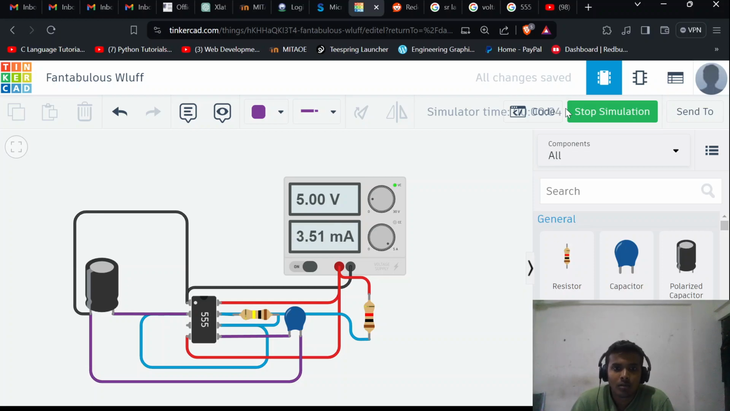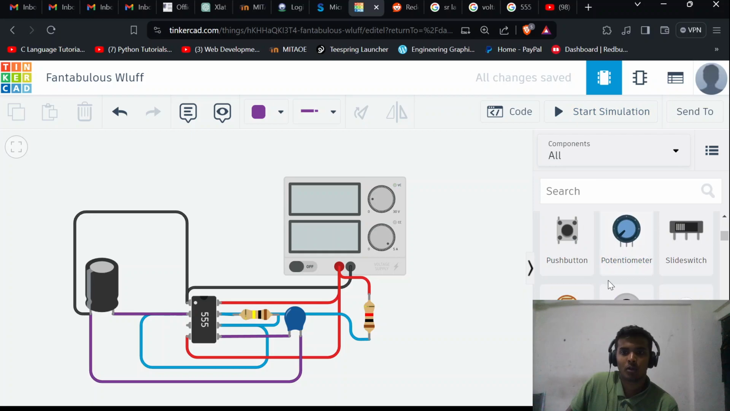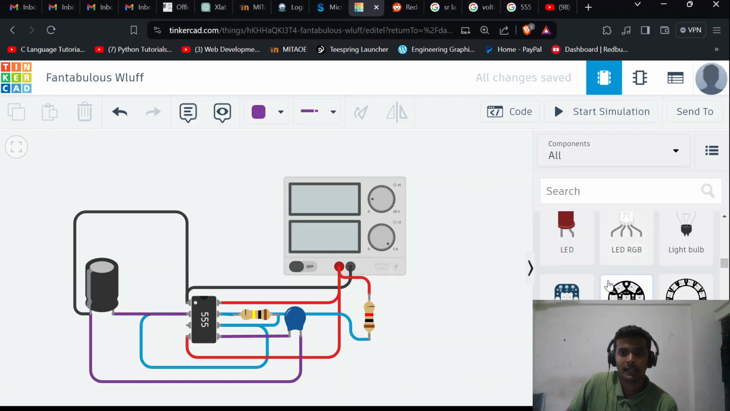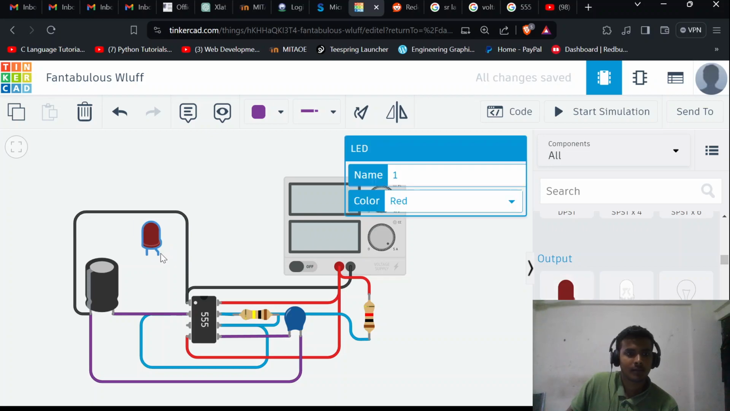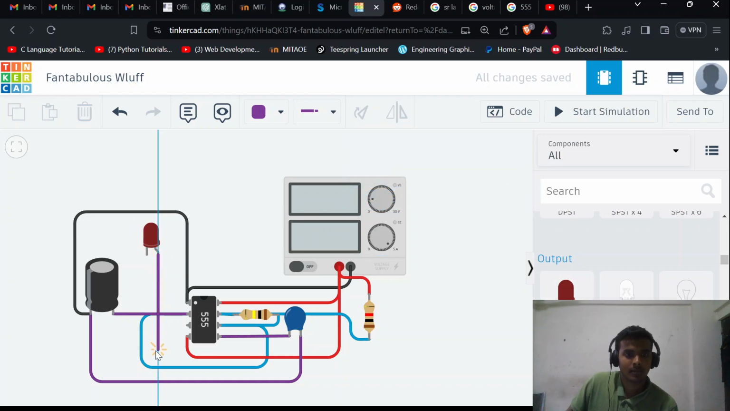Okay, it is giving 5 volt, but what we have not connected yet, we don't have the output, right? So we should connect some output. For output we will use a simple LED. Which color do you guys like? Tell me in the comments. But I like blue color or green, so I will use blue here.